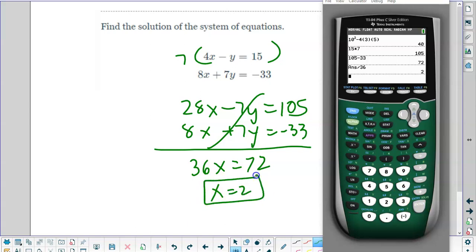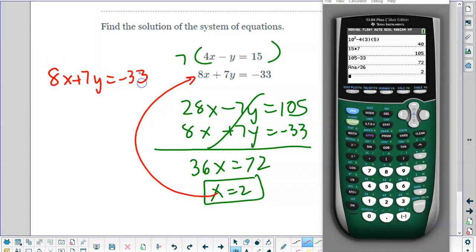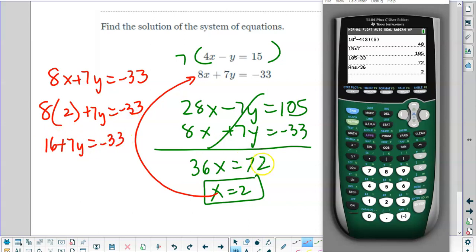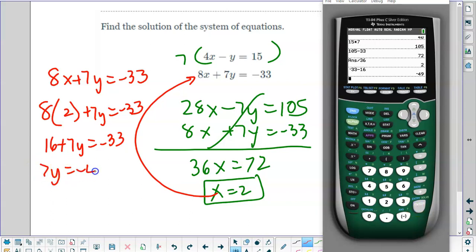So x is 2. Then I go back and I steal one of these original sentences. I'm going to do this one: 8x plus 7y equals negative 33. I'm going to replace the letter x with the number 2. 16 plus 7y equals negative 33. I'm going to subtract 16 from both sides. Negative 33 minus 16 is 7y equals negative 49.